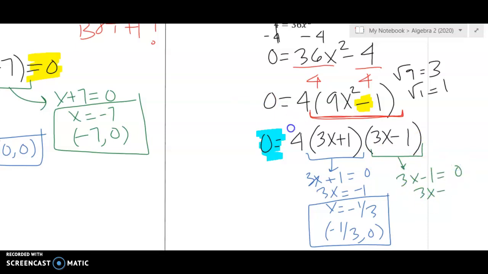I add 1 to the other side. I divide by 3, and I get positive 1/3. I can write that as an ordered pair, positive 1/3 comma 0. And there's my two answers.